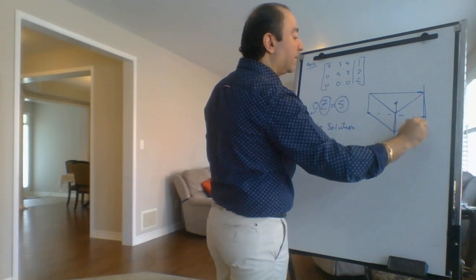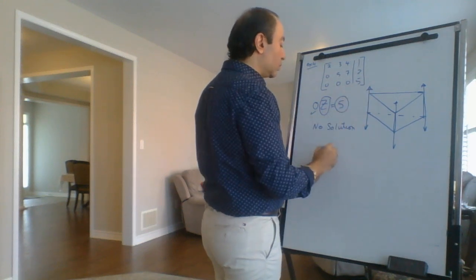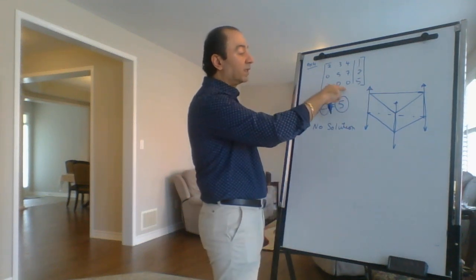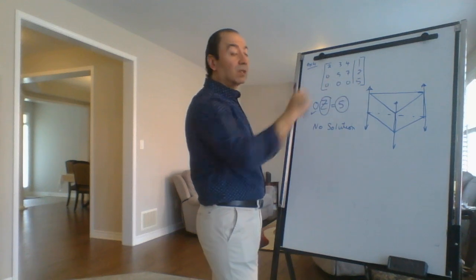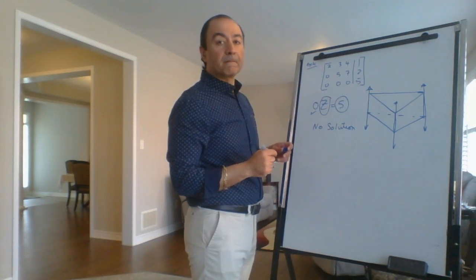Each couple of planes intersect in a line, but the three have nothing in common. So no solution, inconsistent system. If you ended up with 0z equal a number, this is how this case will be.